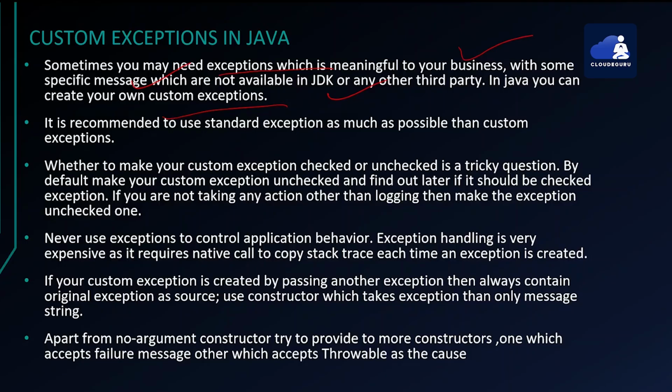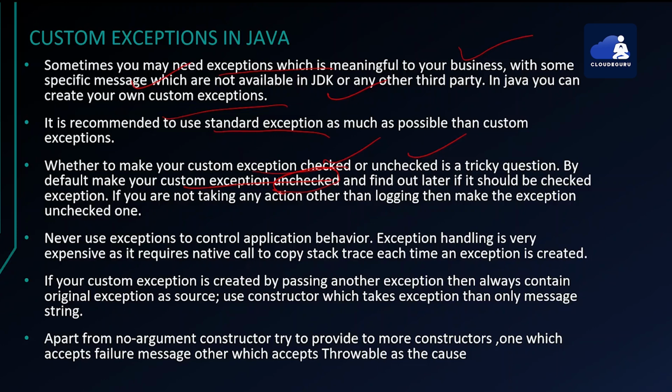But it's always recommended to use the given standard exceptions as much as possible. If you come to a situation where you are not getting a standard exception, then you can create an exception that will be called a custom exception. Whether to make a custom exception checked or unchecked is a very tricky scenario, but by default you should try making your custom exception unchecked. Then later, if you find that it should be handled during compile time, you can make it a checked exception. But many times your custom exception should be an unchecked exception.